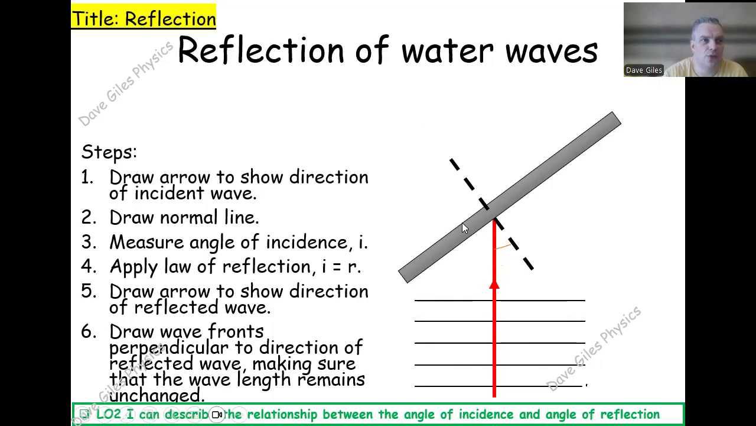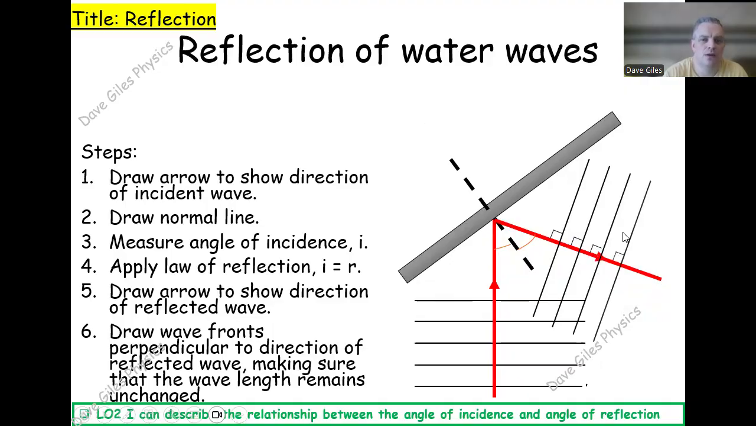Measure the angle of incidence I. Law of reflection: this angle here should be the same. Angle of reflection. And then add on your reflected waves. Draw the wavefronts perpendicular to the direction of the reflected wave, making sure the wavelength remains unchanged. So this distance here and this distance here should be the same as this distance here and this distance between these two.